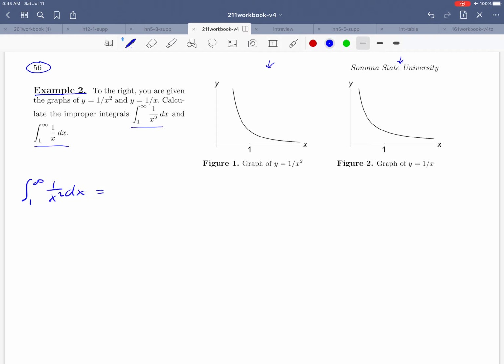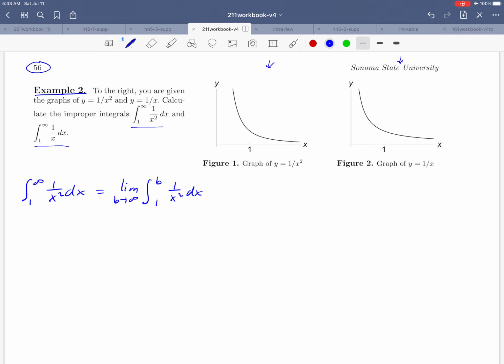Well, we just talked about how when you have an integral like this where there's an infinity in the limit, the idea is to break the integral into two parts and to first replace that infinity by just a symbol. So we'll integrate from 1 to b, and then we'll take the limit as b goes to infinity.